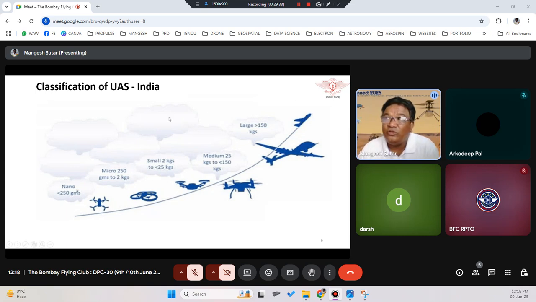So with respect to the classification by weight: nano is less than 250 grams, micro is 250 grams to 2 kg, small is 2 kg to 25 kg, medium is 25 kg to 150 kilograms, and large is more than 150 kg. Okay, clear on the classification with respect to weights? Any questions, any doubt you have? Please ask. No, sir. Darsh, you have a question? No, sir. Okay, so let's move ahead.